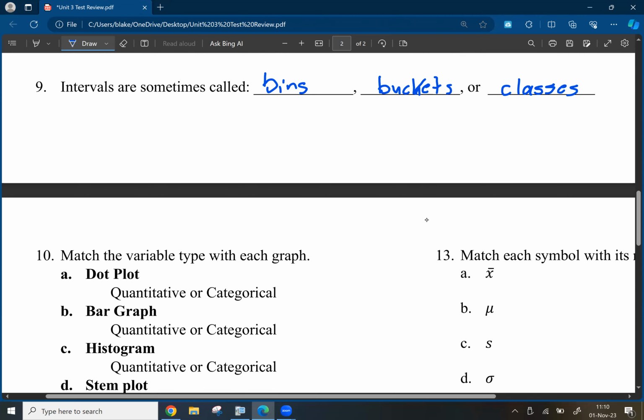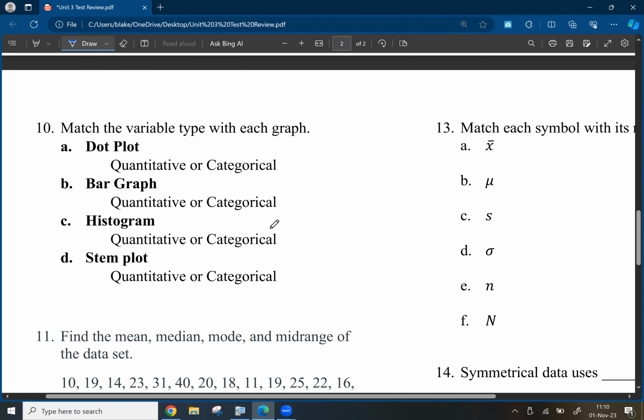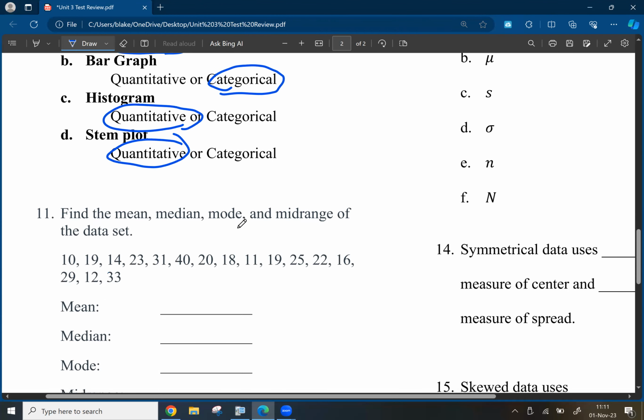All right, moving right on to number 10. You saw this one very similar on our quiz review. Match the variable type with each graph. So dot plot is quantitative. Bar graph is categorical. Histogram is quantitative, and stem plot is quantitative. Those haven't changed, so hopefully you remember those from last time.